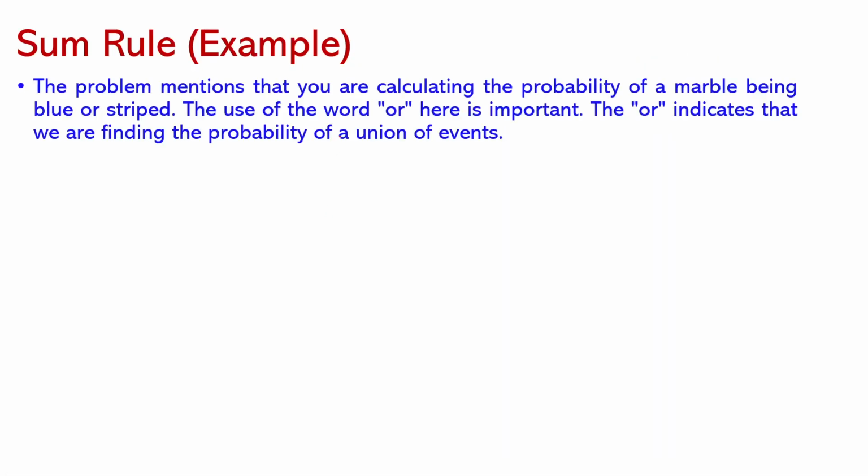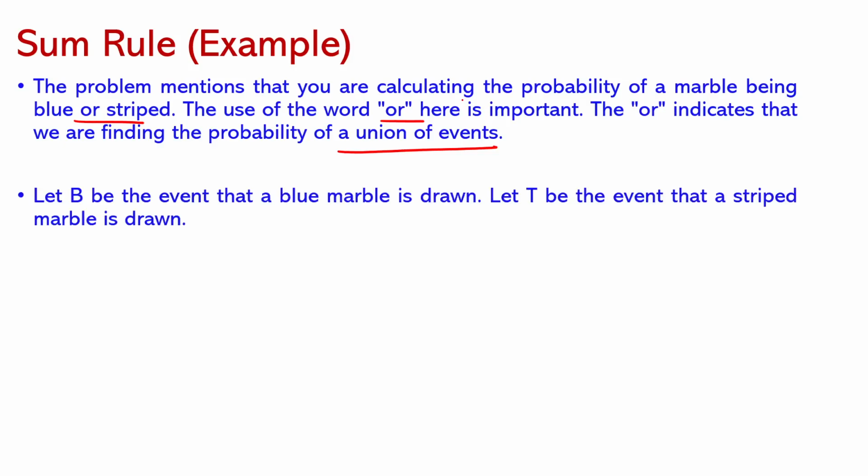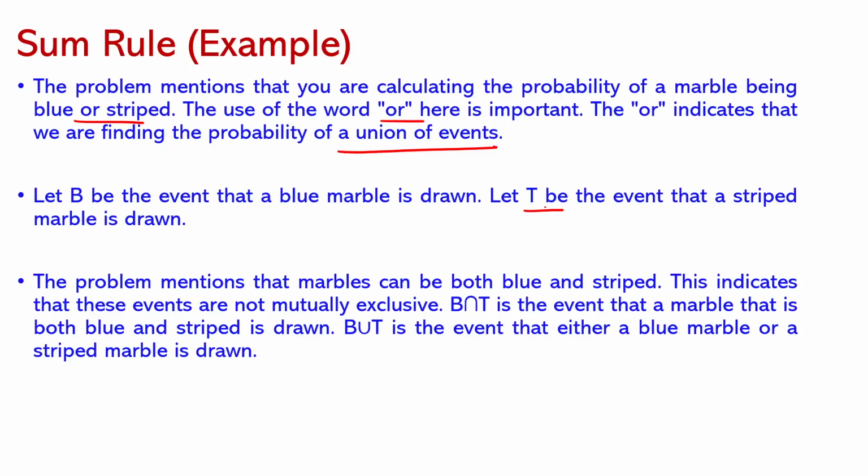See, you understand the problem. You are trying to calculate the probability of a marble being blue or striped. Okay, "or" is important here. "Or" indicates that we are finding the probability of the union of events. There are 2 events we are trying to find out. Let B be the event that a blue marble is drawn. Let T be the event that a striped marble is drawn.